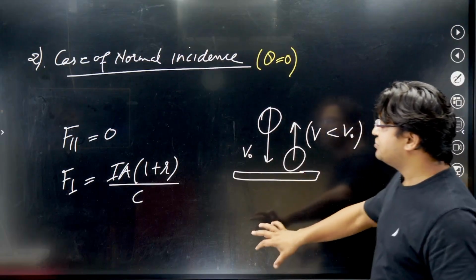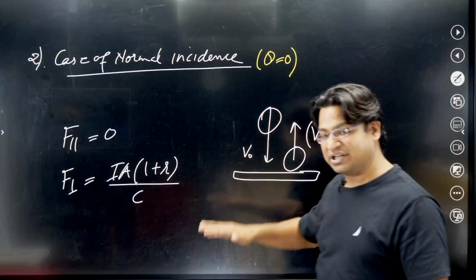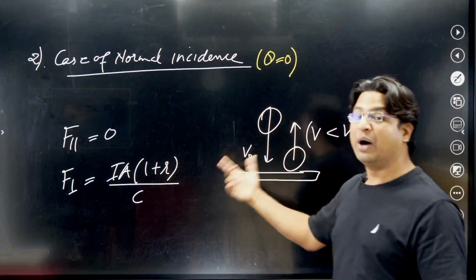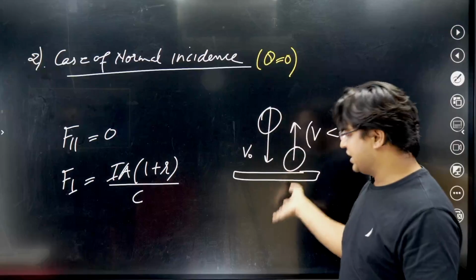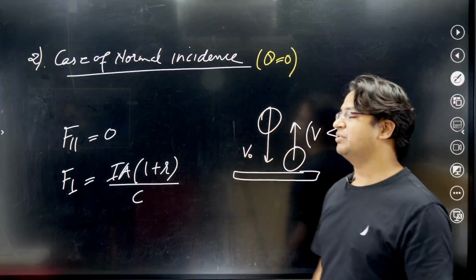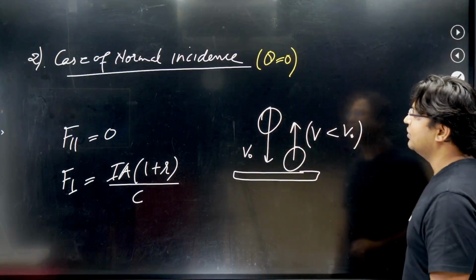So if R is 0, we are talking about the ball coming to this plank, striking it and sticking to it. If R is 1, then it is bouncing off with the same kinetic energy with which it came. And if R is somewhere between 0 and 1, then we are talking about a case of partially elastic collisions. Now that was one thing.